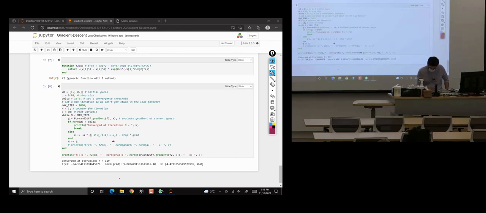Okay, the algorithm is the same. I calculate the gradient this time for f2. I will not change this line because I multiplied my function by negative, right? After 119 iterations... Actually, I did change this too. It's not 100, it's 1,000.